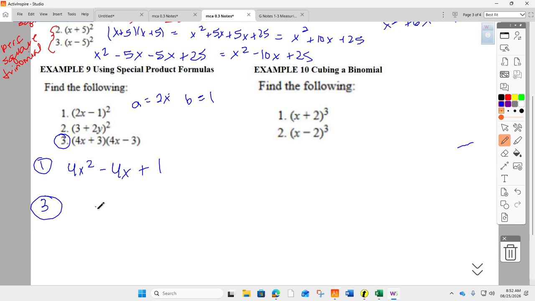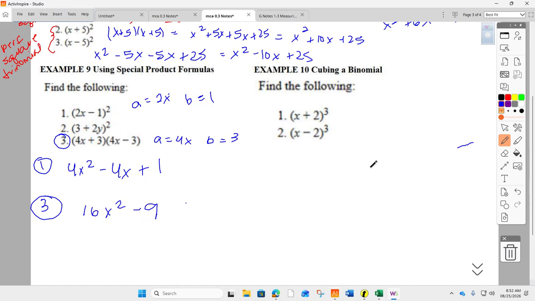So for number 3, A is 4x, and B is 3. Notice there's a 3 and a negative 3. We're not looking at the sign. What did you get for the product, Leo? 16x squared minus 9. Perfect. 4x squared is 16x squared. 3 squared is 9. So a difference of squares: identical binomials, one's addition, one's subtraction. Square the first term, subtract, square the second term.